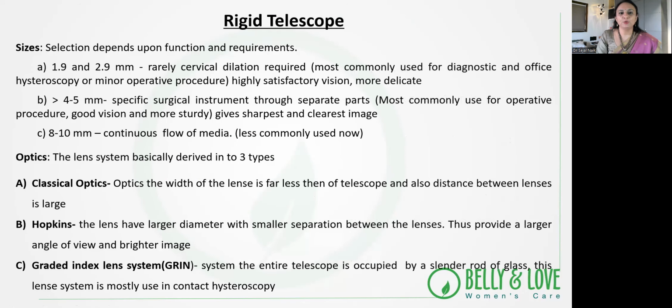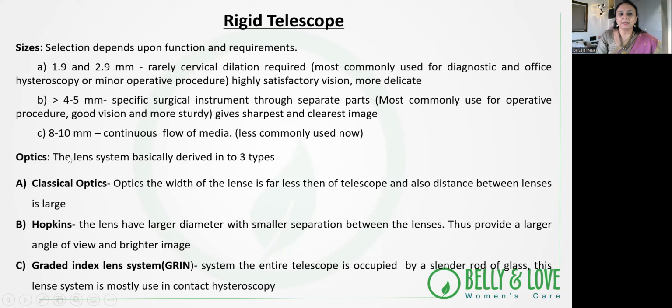Now, the commonly used rigid telescope can be 1.9 to 2.9 mm in size, and it rarely requires cervical dilatation. So it is most commonly used for diagnostic procedures with highly satisfying vision. Operative surgery requires a little better vision, and the sharpest and cleanest image we achieve with a 4 to 5 mm telescope. 8 to 10 mm may be required for continuous flow, but is very less commonly used because it requires lots of dilatation of the cervix.